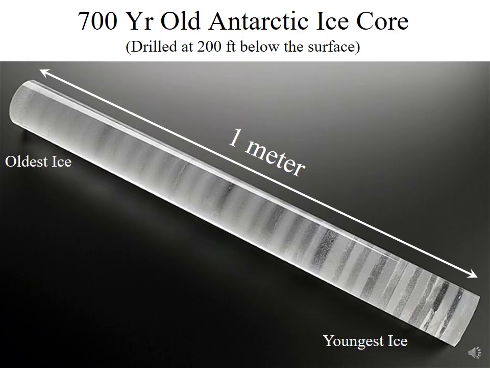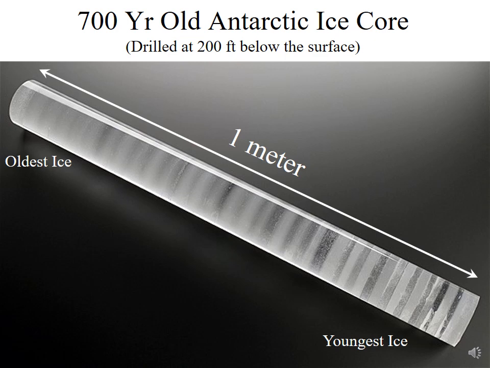So here's what they're after. They're after ice cores. So here we happen to have a section of the ice core that turned out to be 200 feet below the surface, and that corresponds to about a 700-year-old Antarctic ice core. So if you look on the right side, this is the youngest ice, and the left side is the older ice.